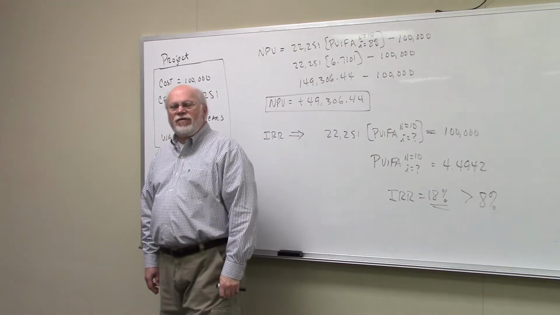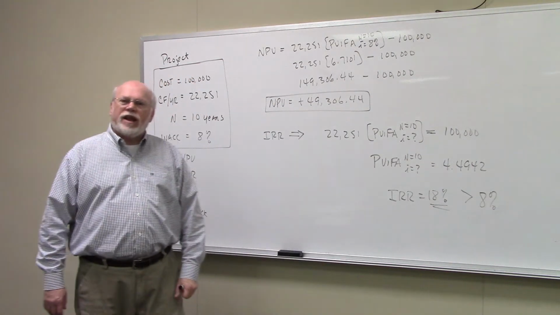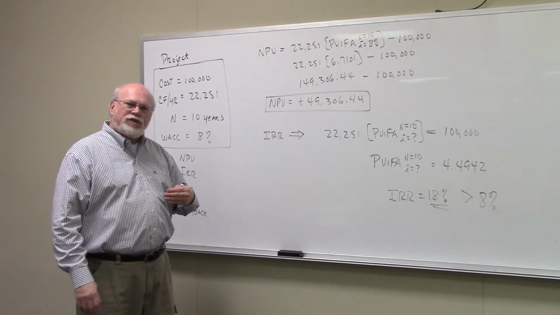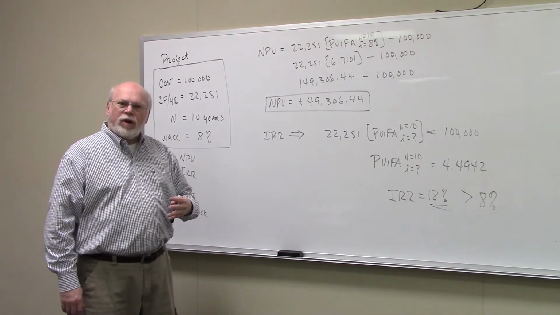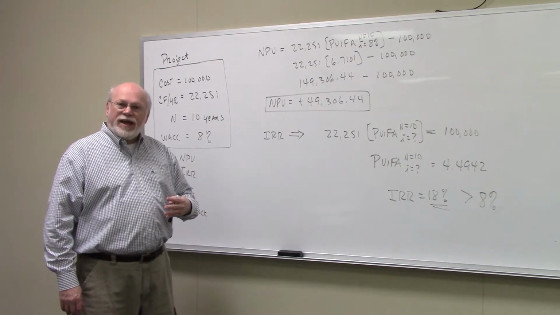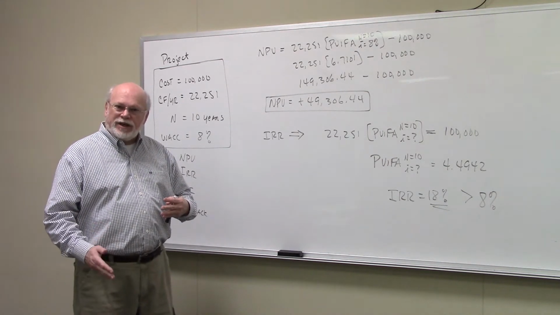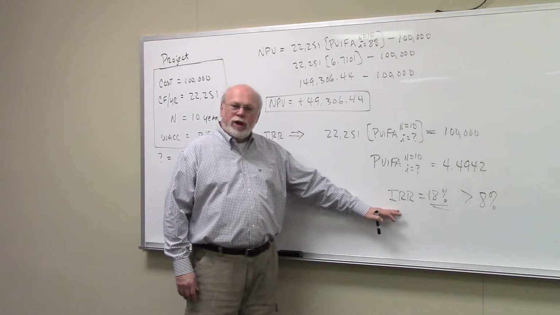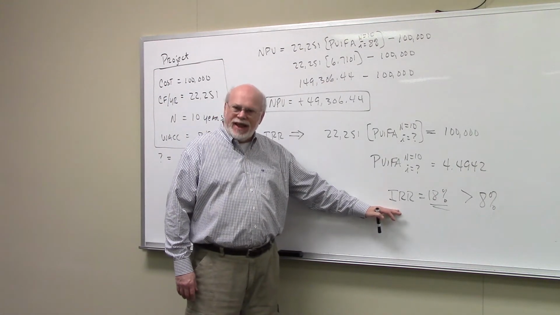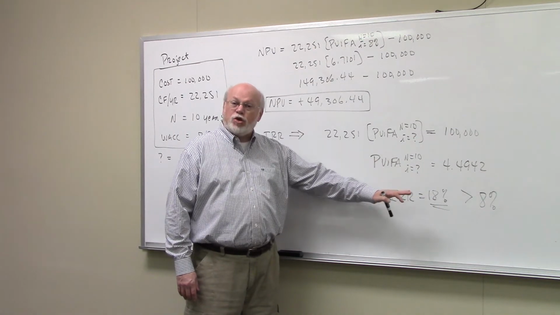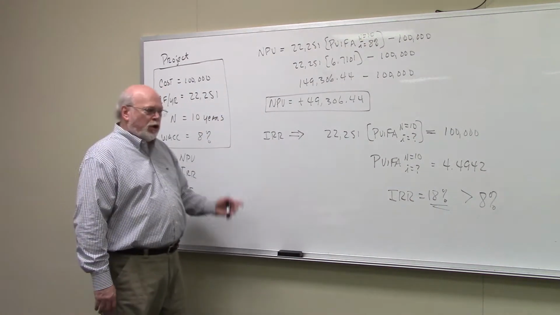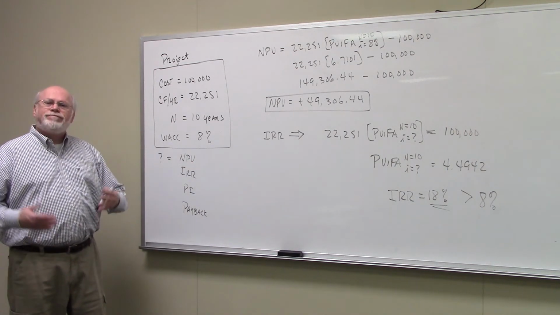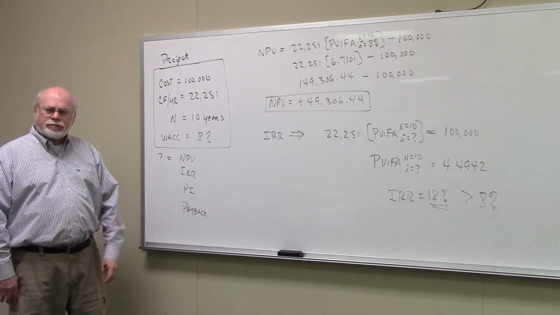If you go to your PVIFA table, go down the left-hand column until you get N equal to 10, and go across until you find an interest factor of 4.4942. You'll find that interest factor in the 18% column. What that means is that the internal rate of return on this project is 18%. That's greater than the cost of capital, which is 8%. Therefore, it also tells us to accept the project.